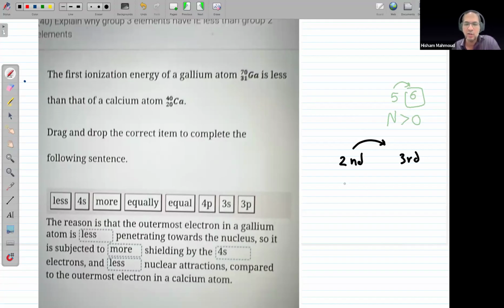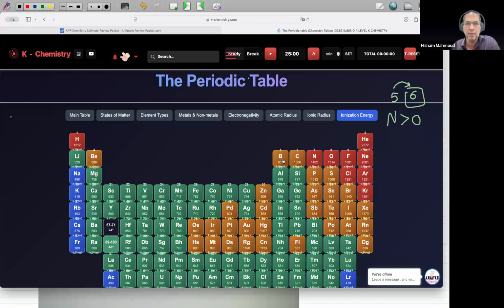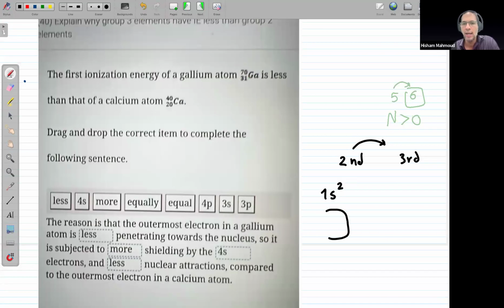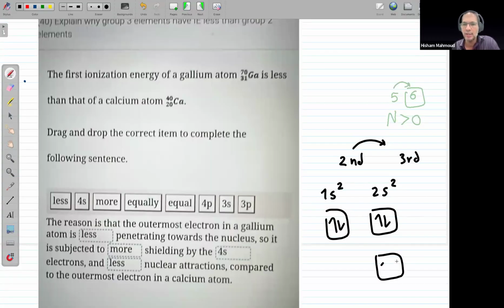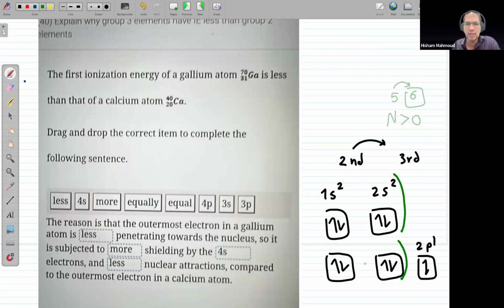Let's see, the electron in the second group looks like that. Let's see beryllium and boron. Beryllium has 4 electrons only, 1s2 and then 2s2. And in boron, there is 1 electron in 2p1. Of course, it is much easier to remove this electron because these are all core electrons. So the outermost electron in the gallium, this is gallium and this is calcium.